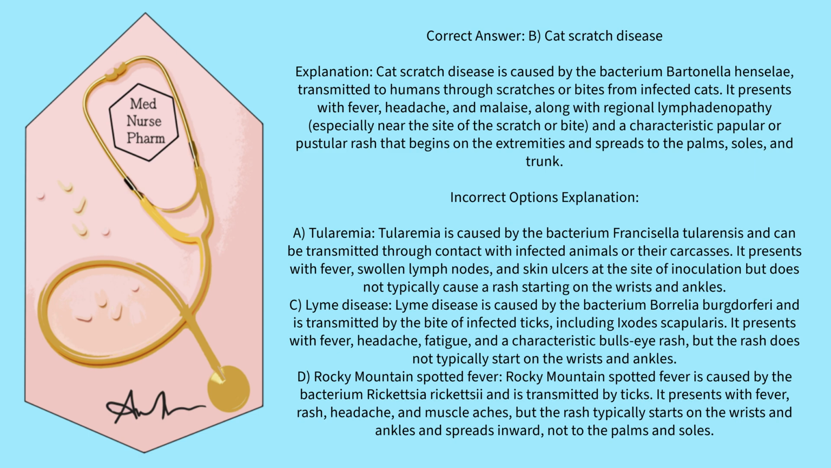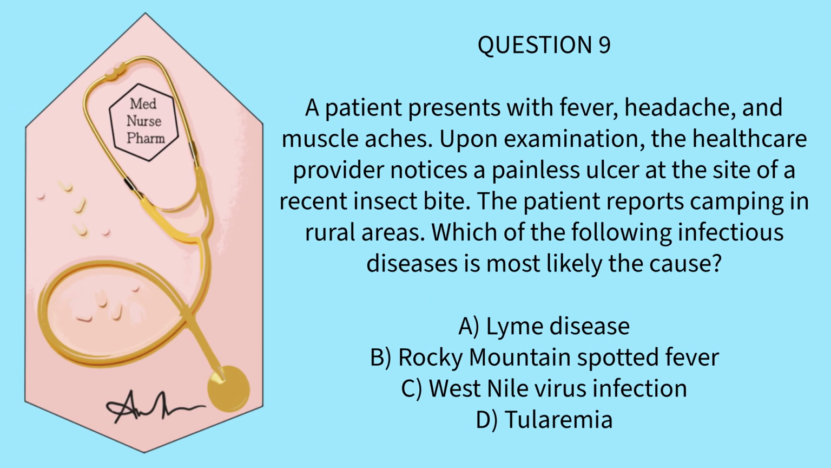soles, and trunk. Question 9. A patient presents with fever, headache, and muscle aches. Upon examination, the healthcare provider notices a painless ulcer at the site of a recent insect bite. The patient reports camping in rural areas. Which of the following infectious diseases is most likely the cause? Lyme disease, Rocky Mountain spotted fever, West Nile virus infection, tularemia. Pause the video and select your answer.